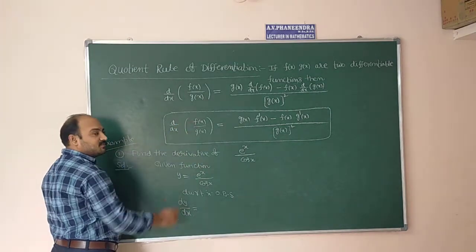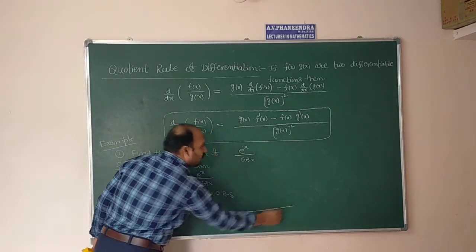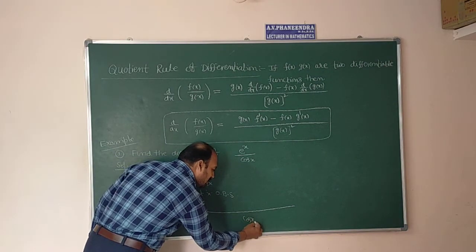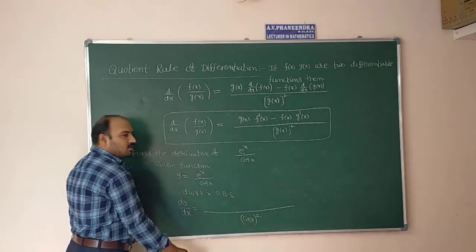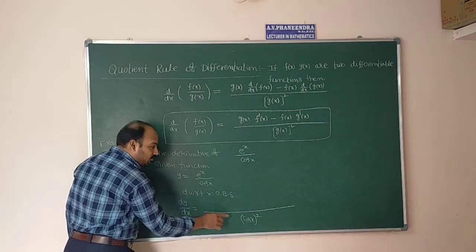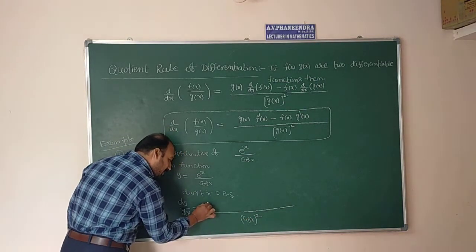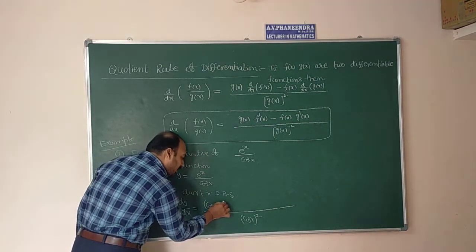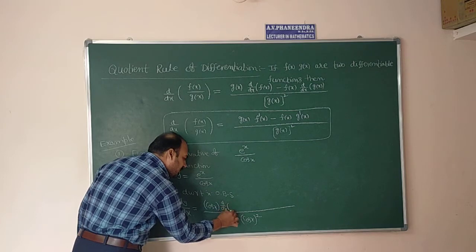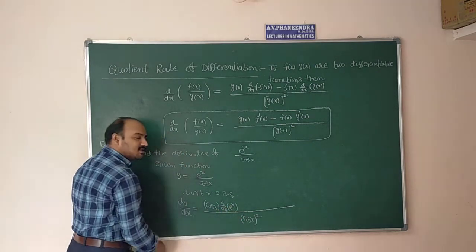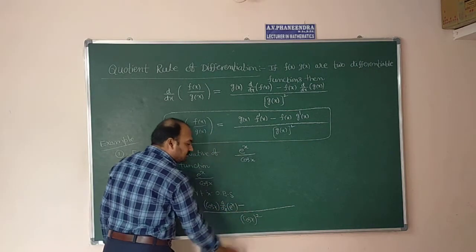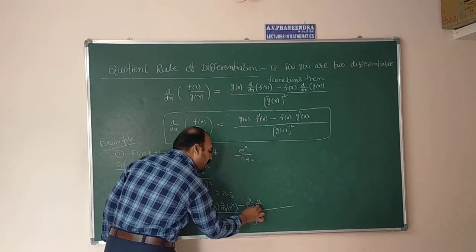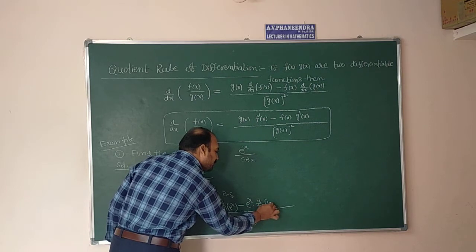According to the f of x by g of x formula, we can write it as denominator whole square, that means cos x whole square, and in the numerator, denominator into d by dx of f of x minus f of x into d by dx of g of x. What is g of x here? Cos x into d by dx of f of x, f of x means e power x, minus e power x into d by dx of cos x.